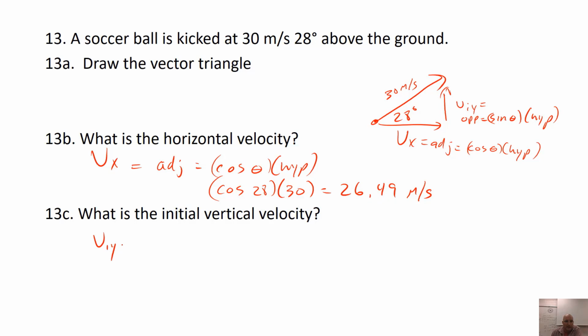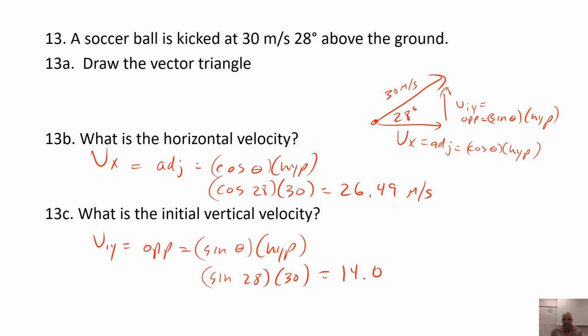Now our VIY, once again, the Vx doesn't change, so that will be our x in the x-axis in the next part of the problem. The VIY is going to be the opposite, which equals the sine of the angle times the hypotenuse. It's going to be the sine of 28 times the hypotenuse, which is 30. Sine of 28 times 30, I get 14.08. This is going to be meters per second.